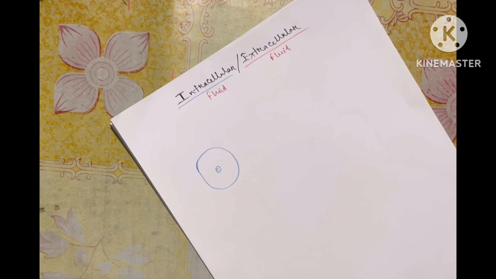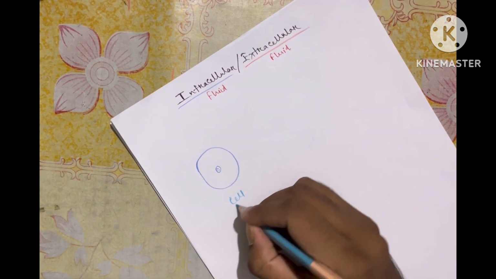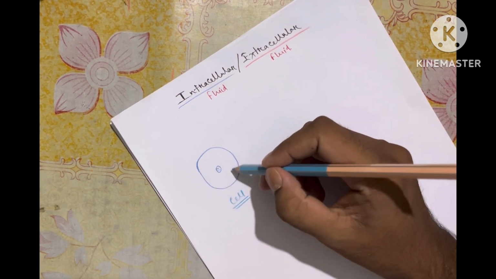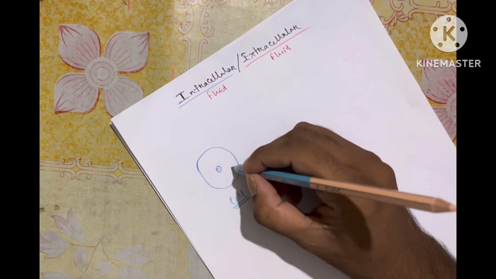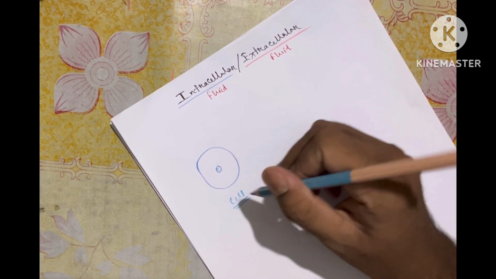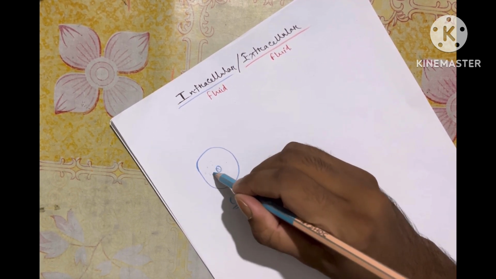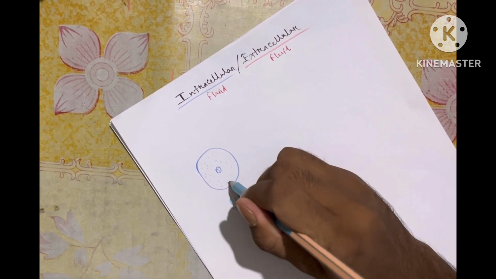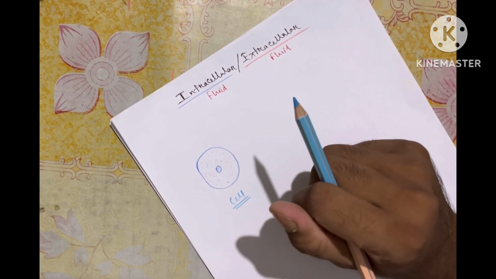Let's suppose this is a kind of cell. So it is a cell. So if it is a cell, then there must be some fluid present inside that cell. This is our nucleus and different cell organelles will be there. So I am not going to draw that. So if the fluid is present inside the cell, that is called intracellular. Intra means within, inside, within something, that is called intracellular.